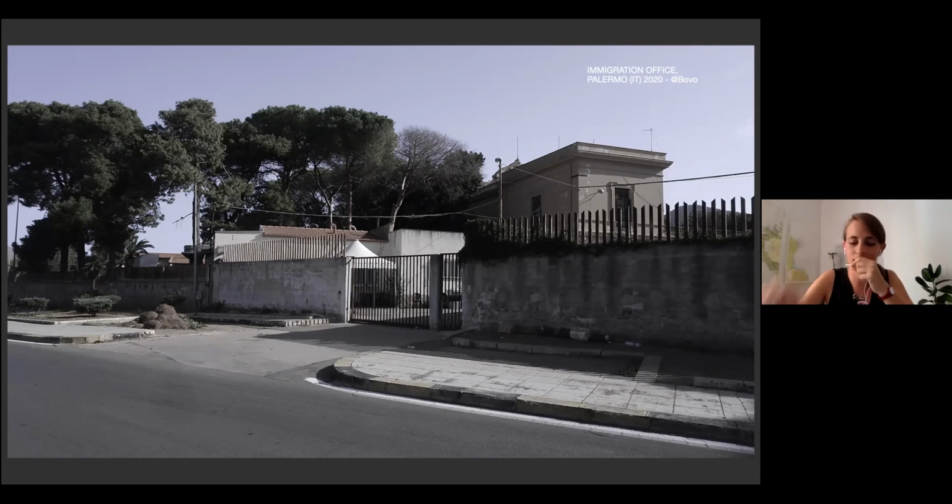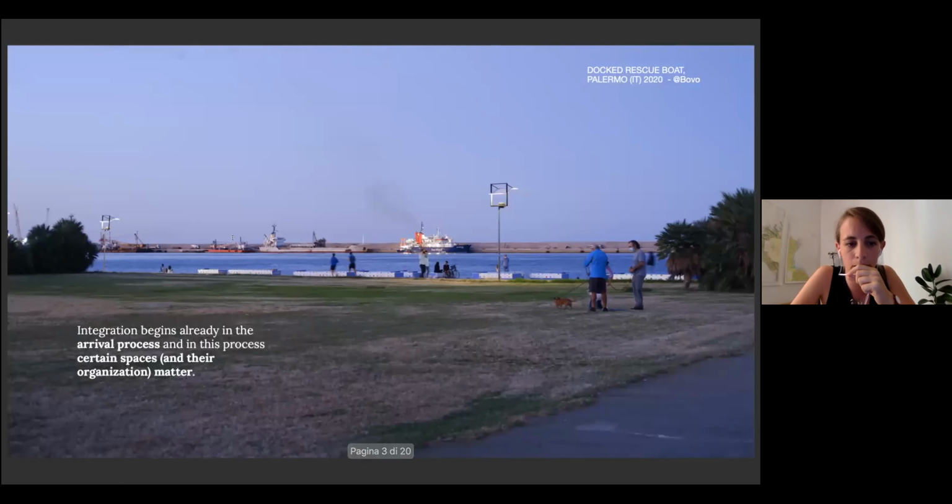So just having this initial picture in mind, I will focus, as I'm doing in my research, on the arrival process. And as I mentioned, the main argument is that there are certain spaces, in my case urban spaces, that really matter in this arrival process. And of course, here I'm intending arrival as the very first step towards integration.